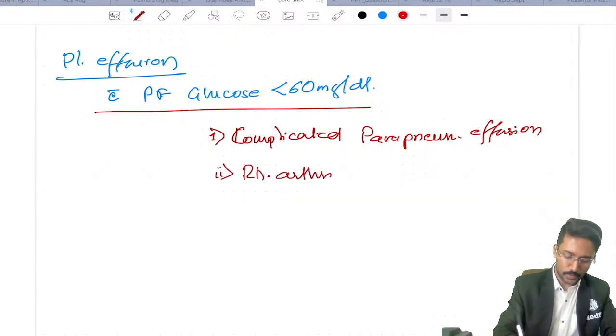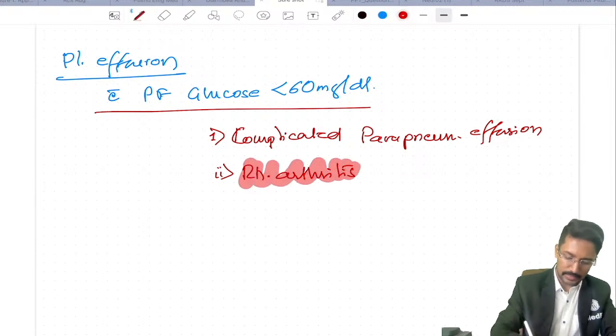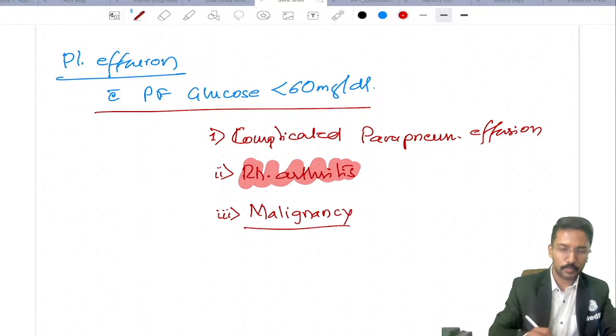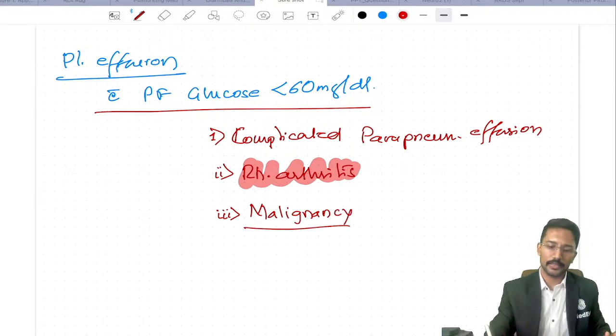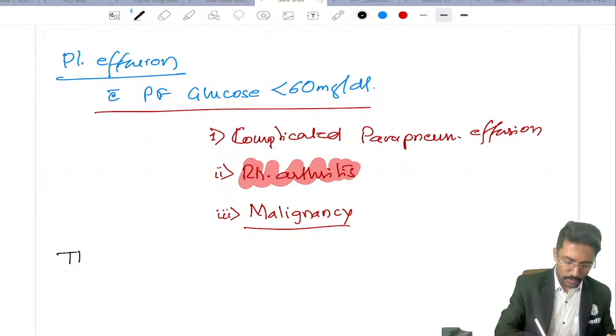Second one is rheumatoid arthritis, right? This is a repeatedly asked question. Rheumatoid arthritis, what happens to the glucose level? It is less than 60. And the third one is malignancy. When there is pleural malignancy or metastasis to the pleura, malignancy associated pleural effusion, also glucose will be less than 60.